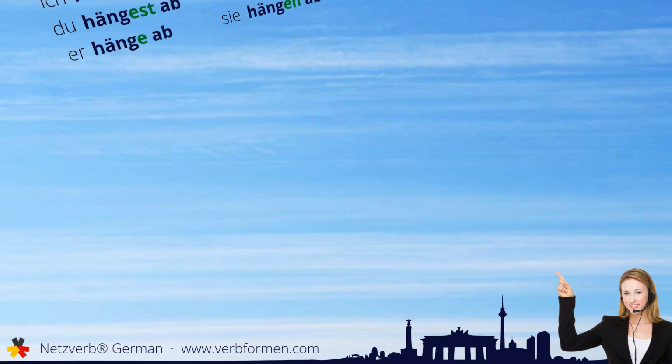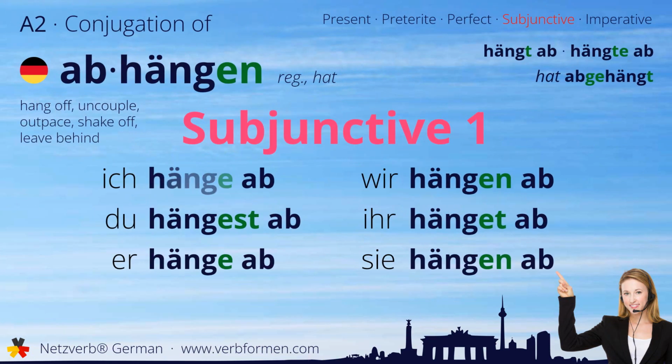Next up is the subjunctive one. Ich hänge ab. Du hängest ab. Hänge ab. Wir hängen ab. Ihr hänget ab. Sie hängen ab.